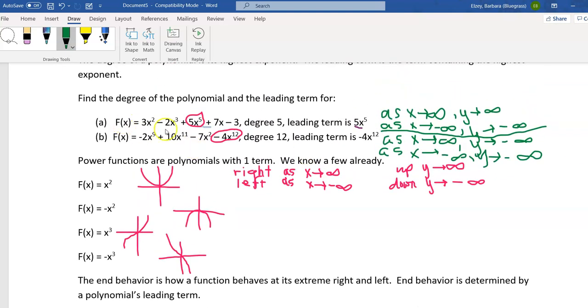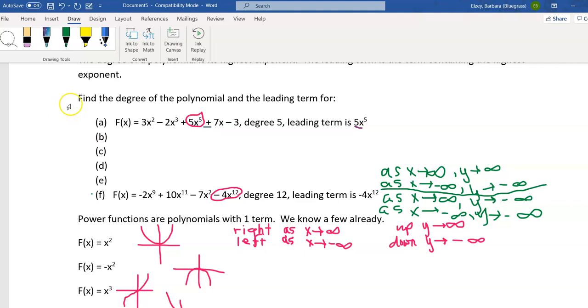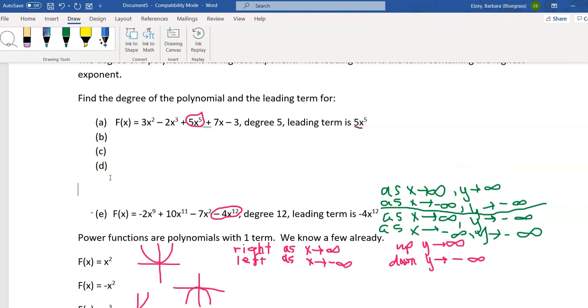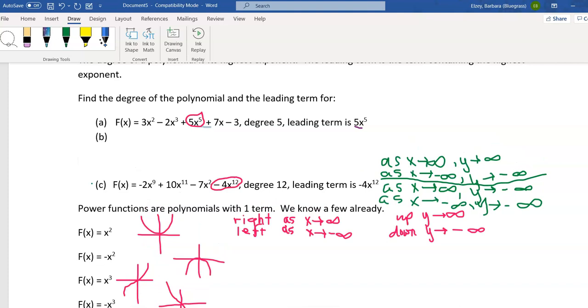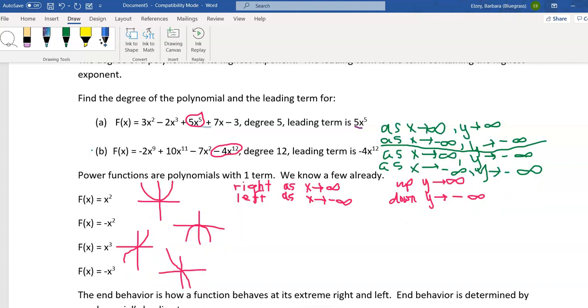Our degree determines how many possible zeros we have. Our degree was 5, so 5 possible zeros. And then the turning points is always one less than that, so 4 possible turning points.